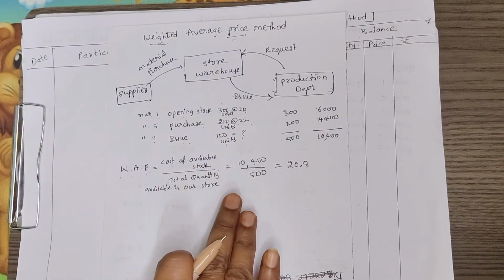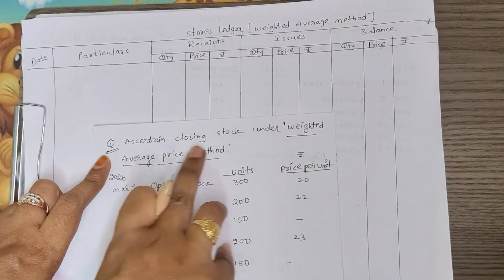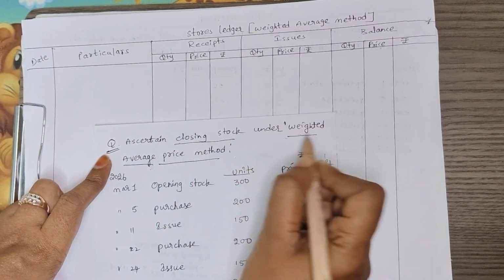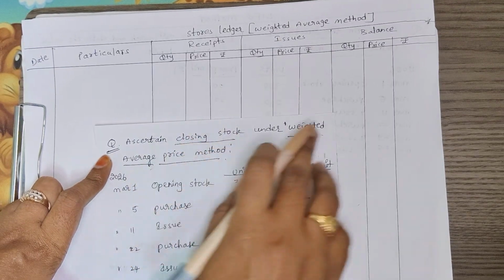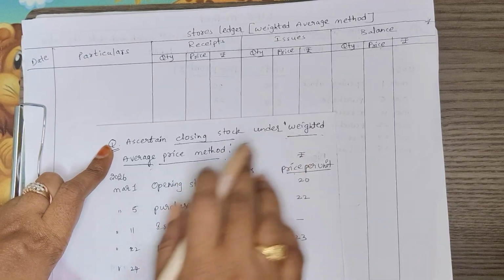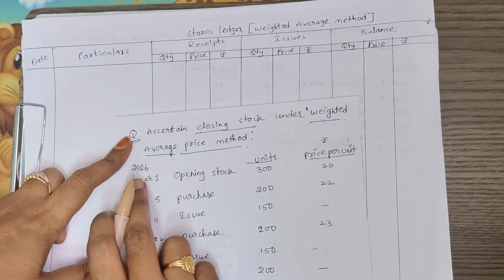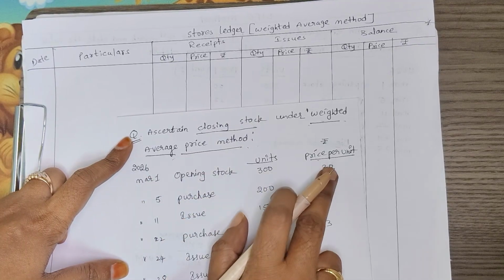Let's see one practical question. Here we have the question: ascertain closing stock under the weighted average price method. So here we need to calculate closing stock under the weighted average price method. Already we know the concept of how to calculate weighted average price. Yes. See, 2026 March 1st, opening stock 300 units at the rate of 20 rupees.